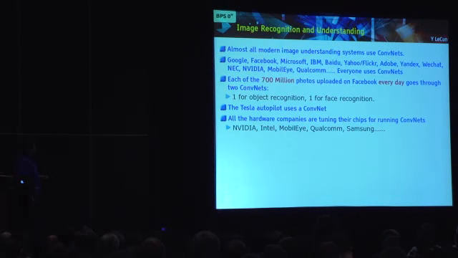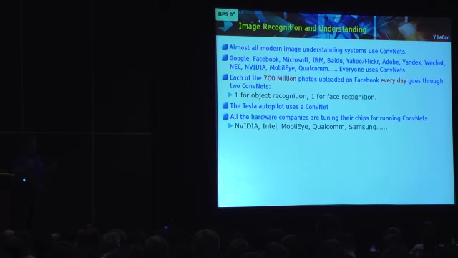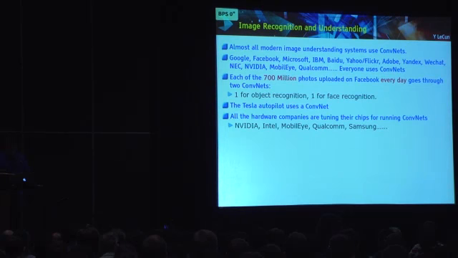If you are lucky enough to own a recent Tesla, the autopilot that keeps you in lane and measures the distance to the car in front is a convolutional net. A number of hardware companies are building chips for that.